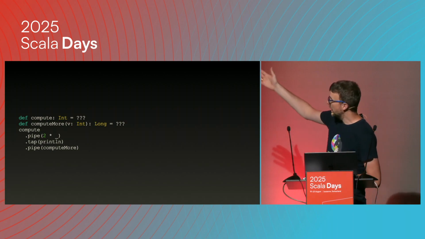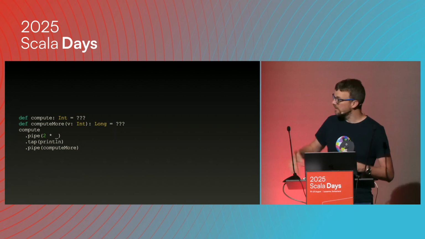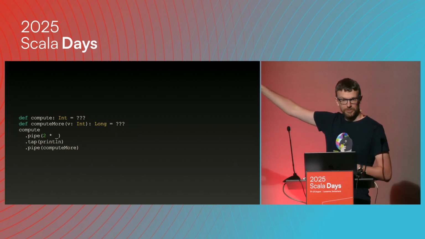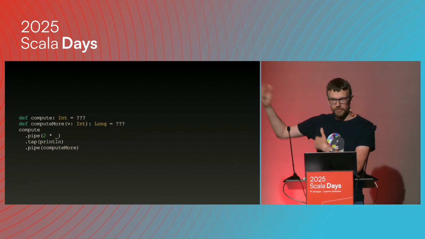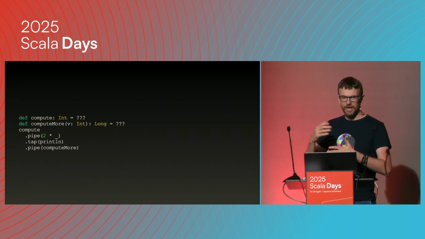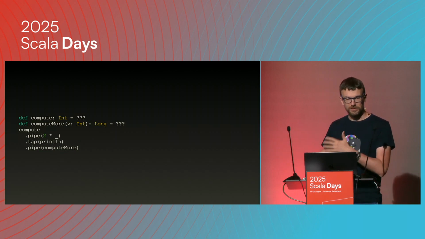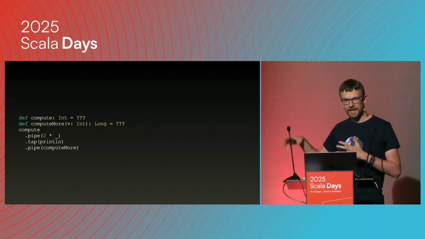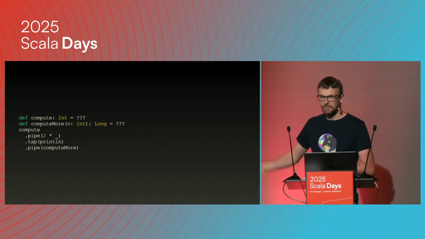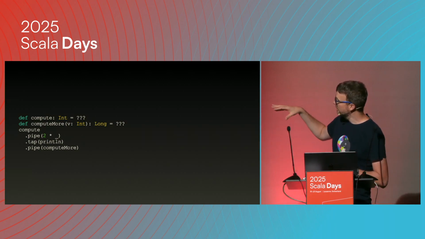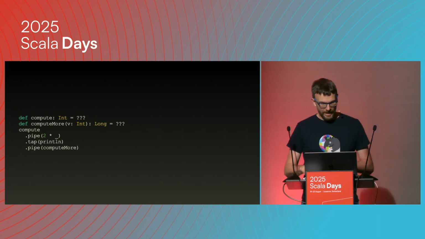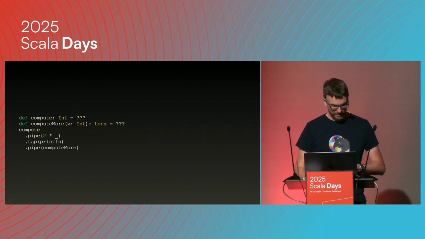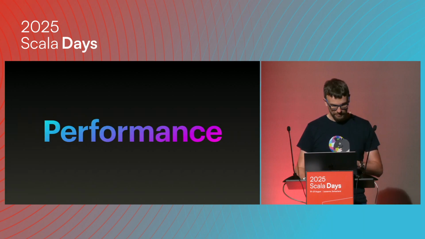For example, pipe and tap. These are like small things. Pipe just applies the function to the result of the previous computation. So it allows you to write your code in more like a dot syntax instead of assigning temporary variables. A very small thing, but it's useful surprisingly often. And there's a couple more of those, as you can see in the docs.